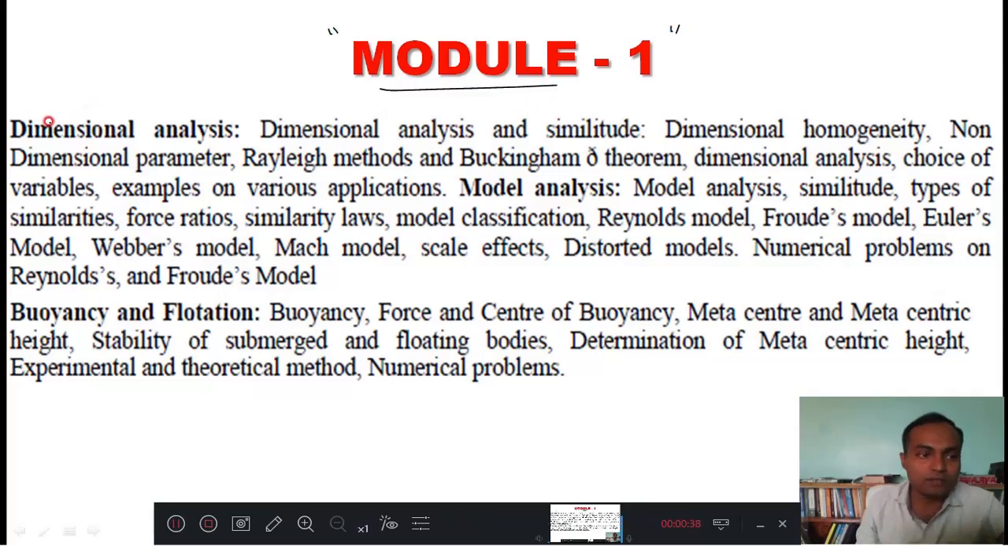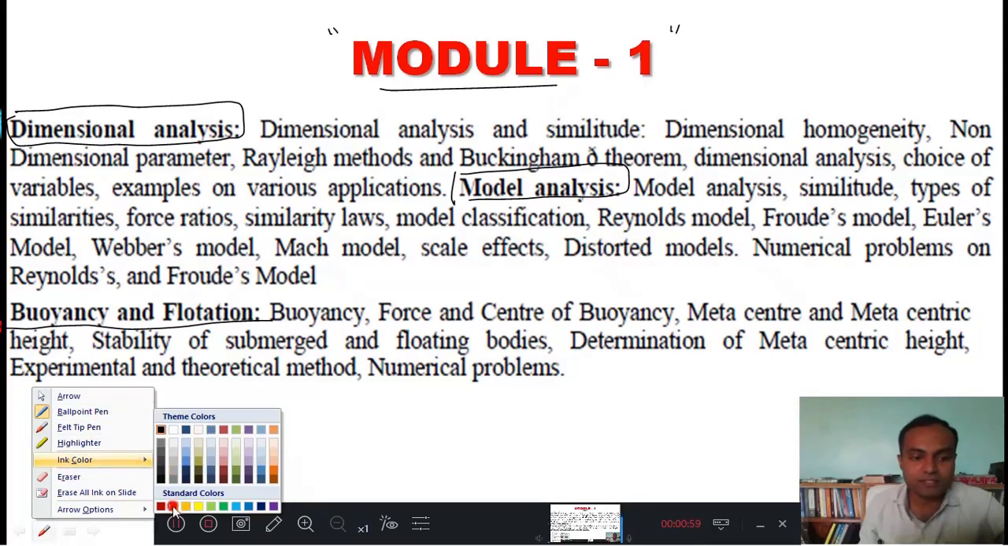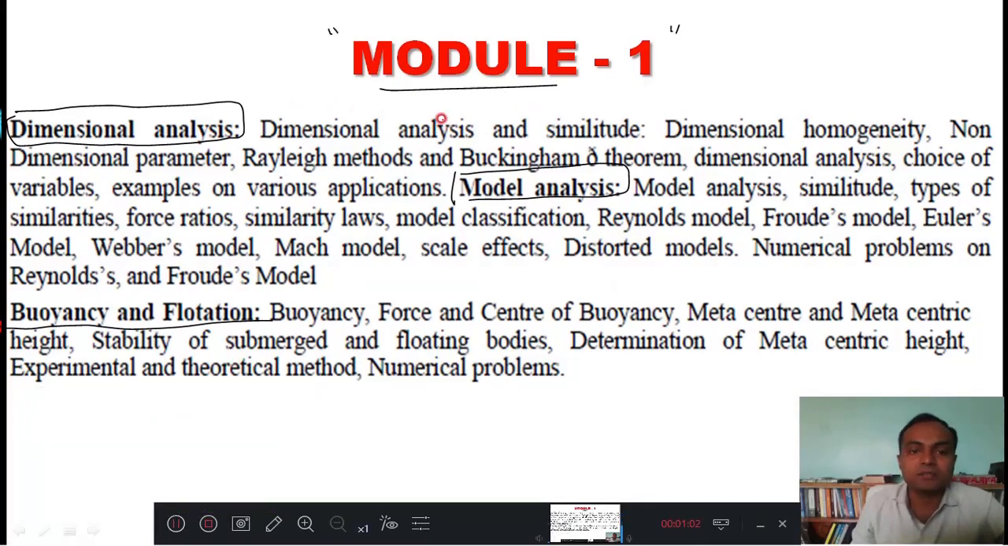In this module 1, there are 3 chapters. The first one is dimensional analysis, the second chapter is model analysis, and the third chapter is buoyancy and flotation. In the first chapter, dimensional analysis, we have analysis and similitude, dimensional homogeneity, non-dimensional parameters, Rayleigh's method and Buckingham's pi method.